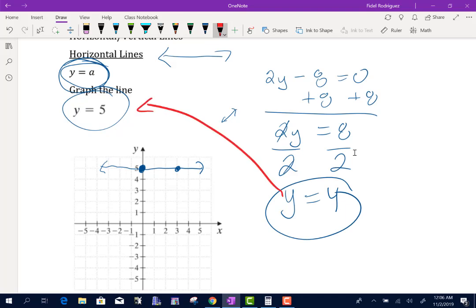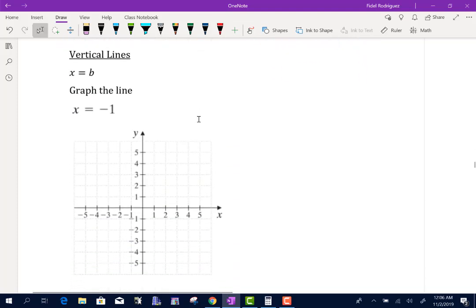And the only thing I would do is I would go to 4, and then I would go either to the left or the right. It doesn't really matter, right? Pick, that's your first point. Pick another point. Boom. Your line's going to go straight across as well, right? Because the equation is solved for y. All right. Now, let's go to the next part here.